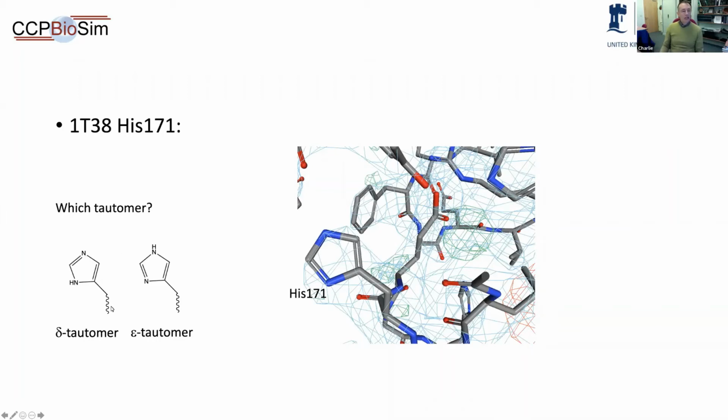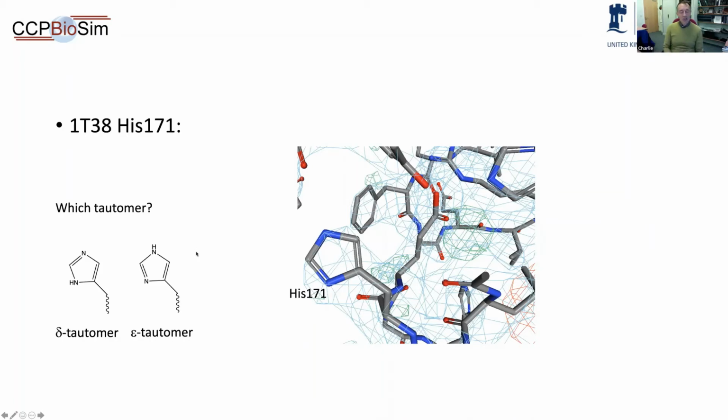But histidine can exist in the delta tautomeric state, where the hydrogen is on the delta nitrogen, or it can exist as the epsilon tautomer when the hydrogen is on the other nitrogen. And although in this picture on the right, the modeling suggests where double bonds are as opposed to single bonds, in reality, we can't tell that from a crystal structure. So there's no way just by looking at this which of these 2 tautomers it is. In other words, where should the hydrogen be?